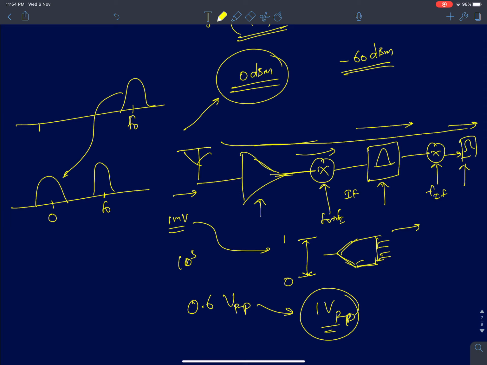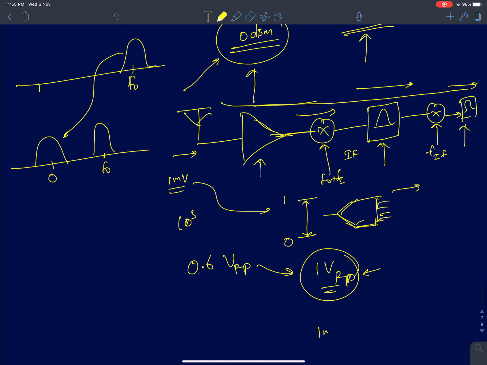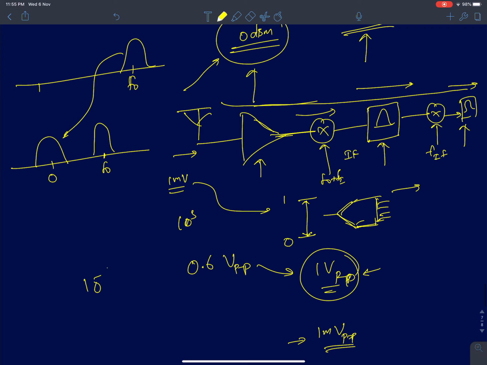So at 0 dBm, assume that I'm receiving a signal of 1 volt peak to peak. What will happen at minus 60 dBm? The power is lower by 60 dB, so the signal will also be lower by 60 dB. So I can say you will receive 1 millivolt peak to peak. If you remember, I said you should take the root: if 10 power minus 6 is in power, then 10 power minus 3 will be the voltage gain. So you will get 1 millivolt peak to peak.